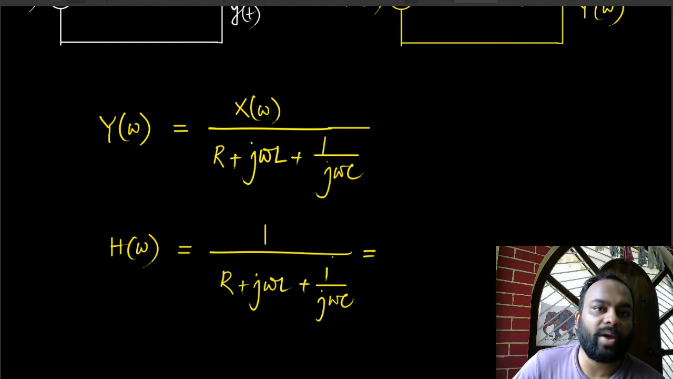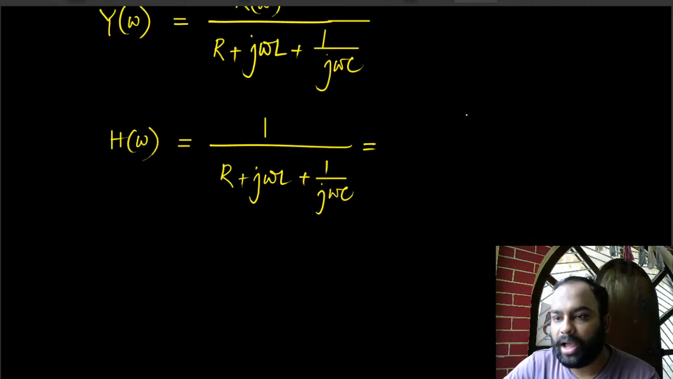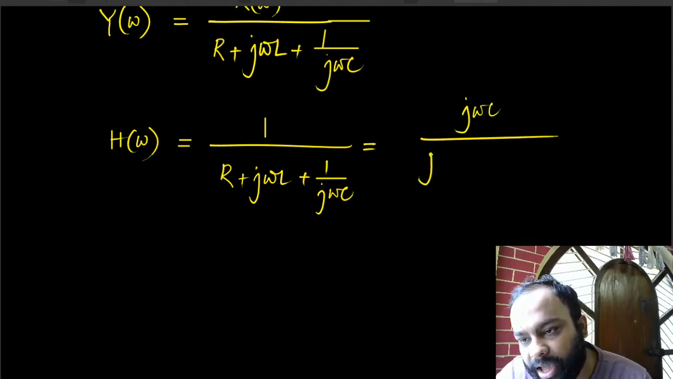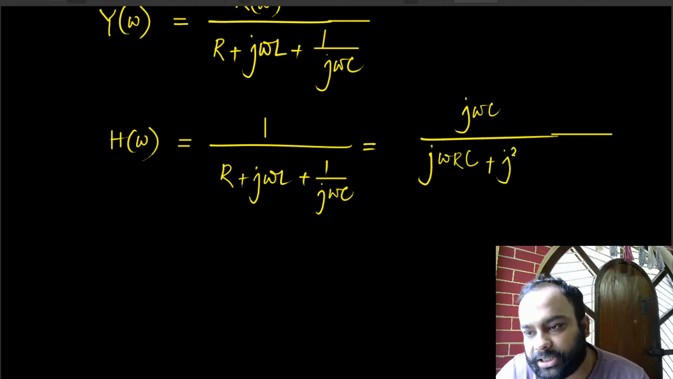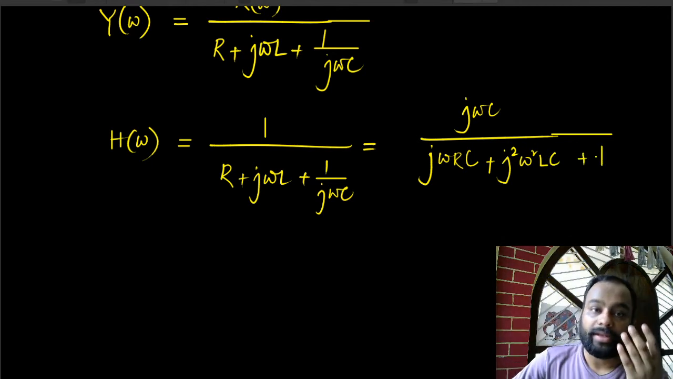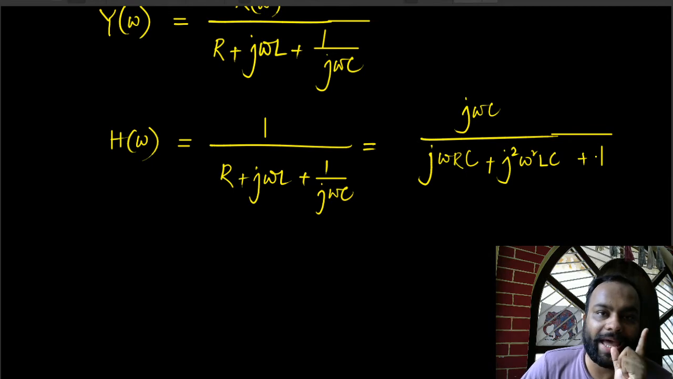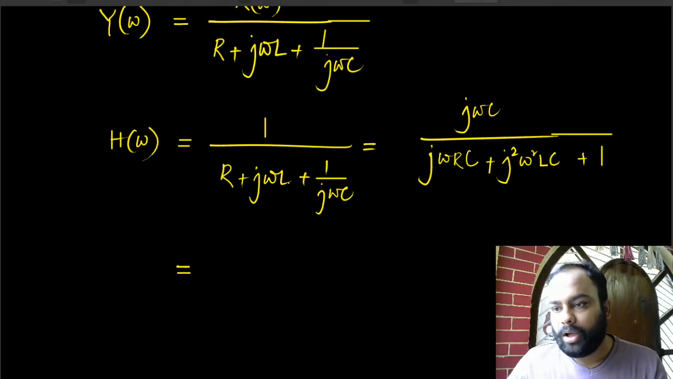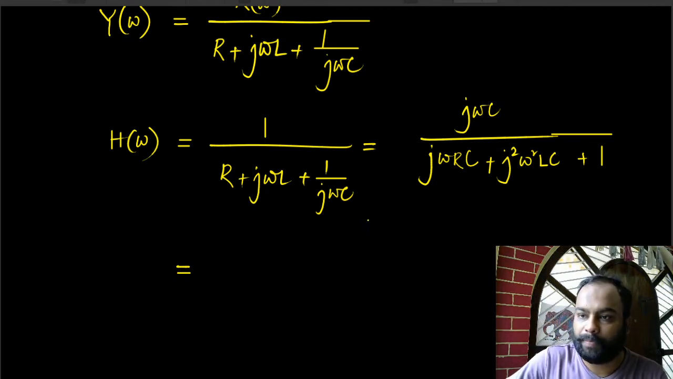If I multiply the numerator and the denominator by j omega C, I would have j omega C divided by j omega RC plus j square omega square LC plus 1. Now there is a reason why I'm writing j square omega square LC, not just minus omega square LC. I could have written minus omega square LC, but I'm not writing that because soon it will be clear why. No one could have stopped me from doing that.